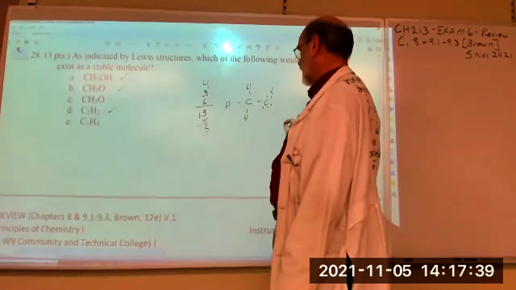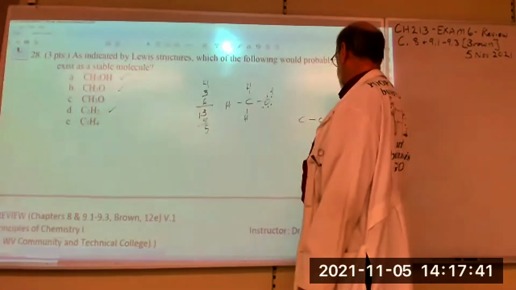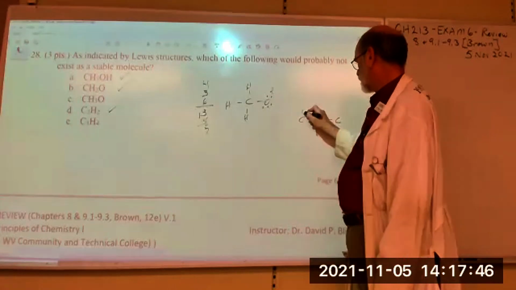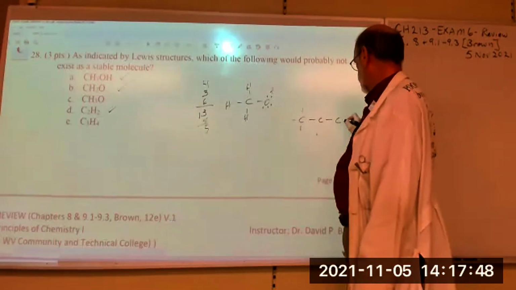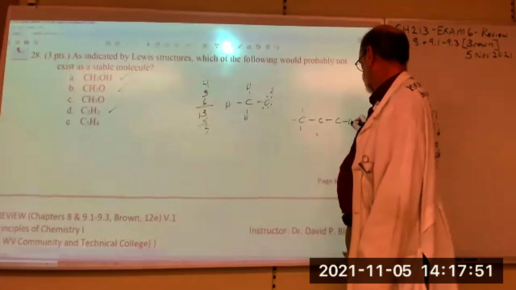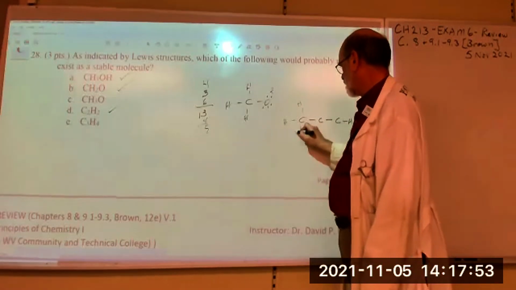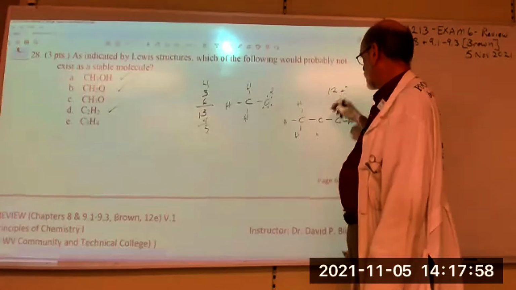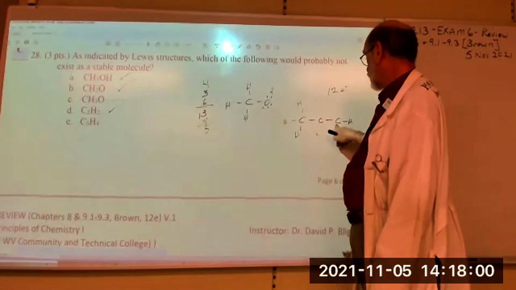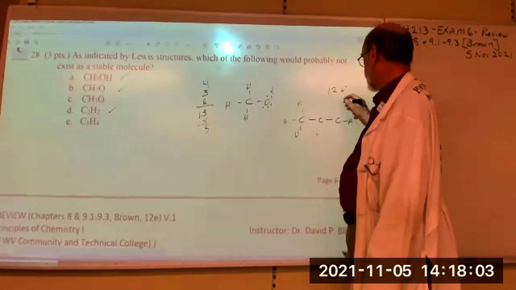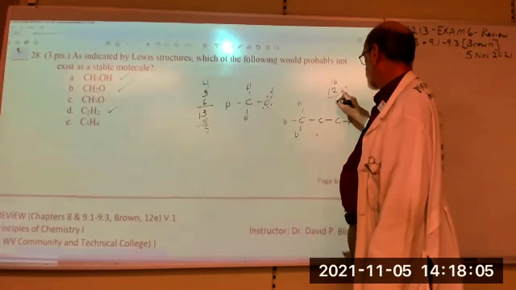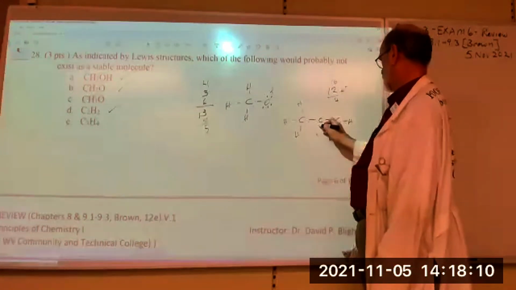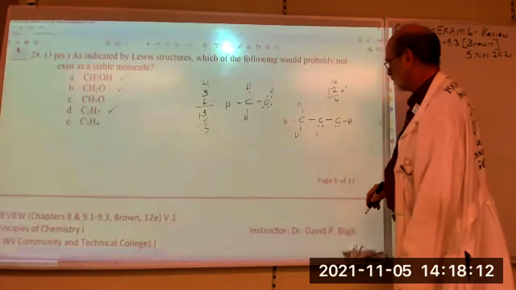How about this one? C3H4. Just put them where we can. 2, 4, 6, 8, 10, 12. So it's 12, 13, 14, 15, 16. So we need 4 more electrons. Like that, maybe. Okay.